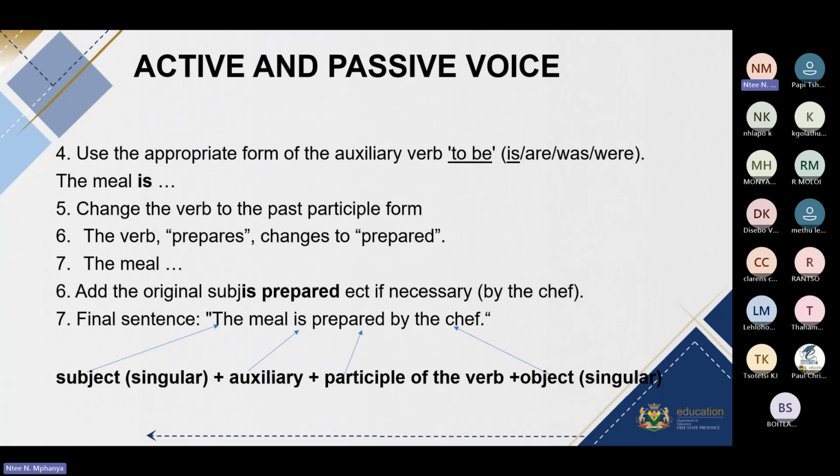Sometimes it is not necessary to write by the chef because you already know that the chef prepared the meal. You can leave out the last three words there, then rewrite the sentence as the meal is prepared, because we already know that the chef prepared the meal. So the meal is prepared. Remember, the meal is prepared because the meal is in singular form, third person, is is the auxiliary verb in present tense, and then prepared is not a past tense. It is the past participle of the verb prepares.